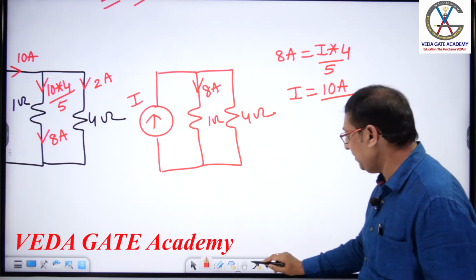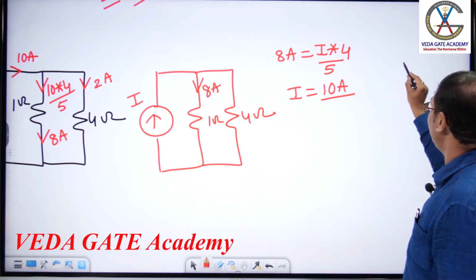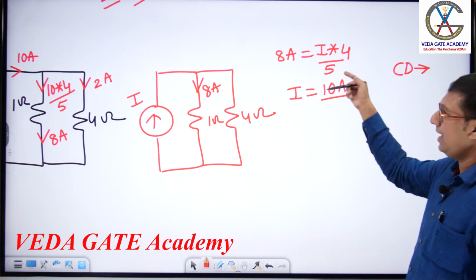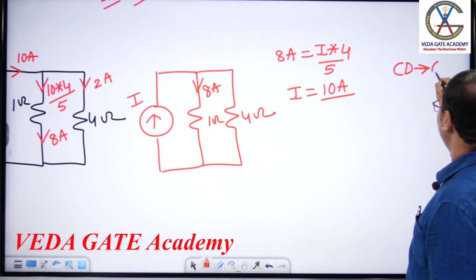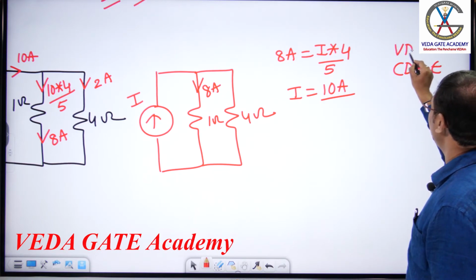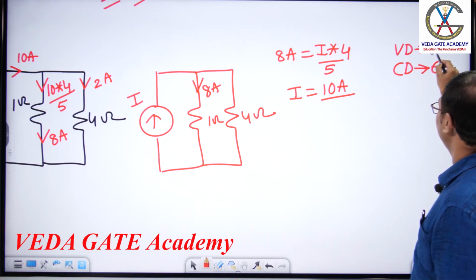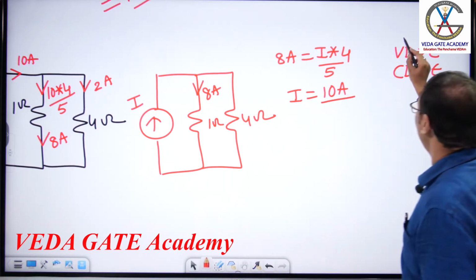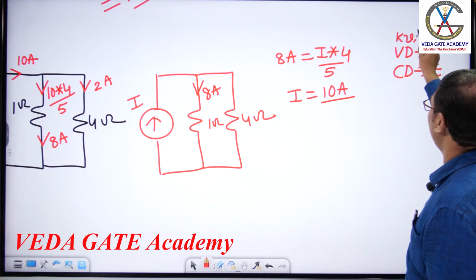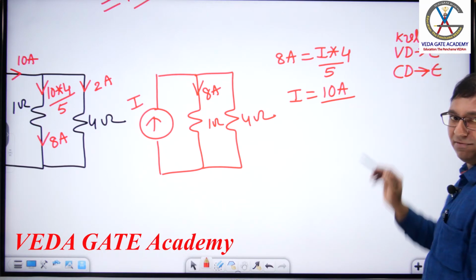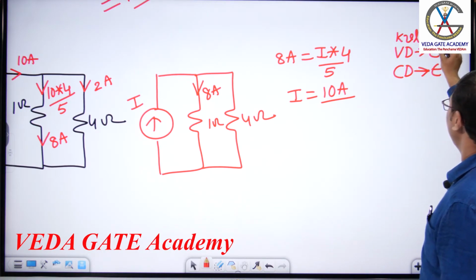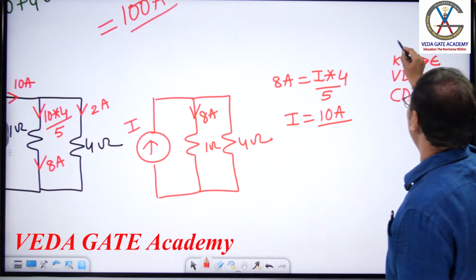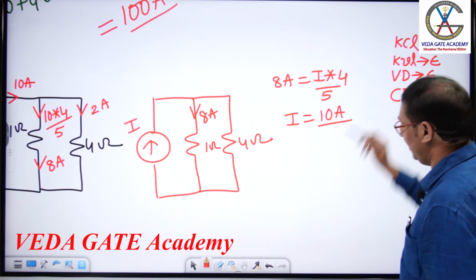Now tell me, is the current division concept easy or difficult? It's just multiplication, multiplication and addition, that's it. Current division is like the voltage division which we have discussed earlier. Easy or difficult? Easy. Now tell me, KVL which you discussed earlier, easy or difficult? KVL is nothing but simple additions. Easy. Next, what about KCL? Easy or difficult?